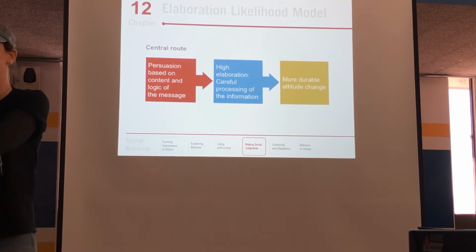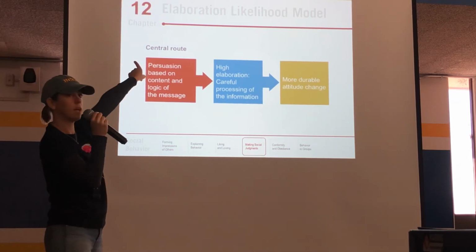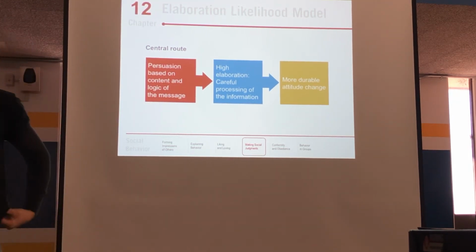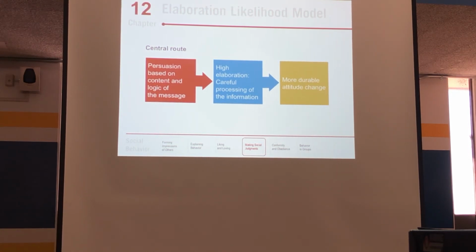Is that clear to everybody? What is it called again? Elaboration. You know what? Akemi, it's right up there in gray. Oh. Okay, elaboration likelihood model. Sometimes I don't notice that because it's in gray. Yeah. I know.